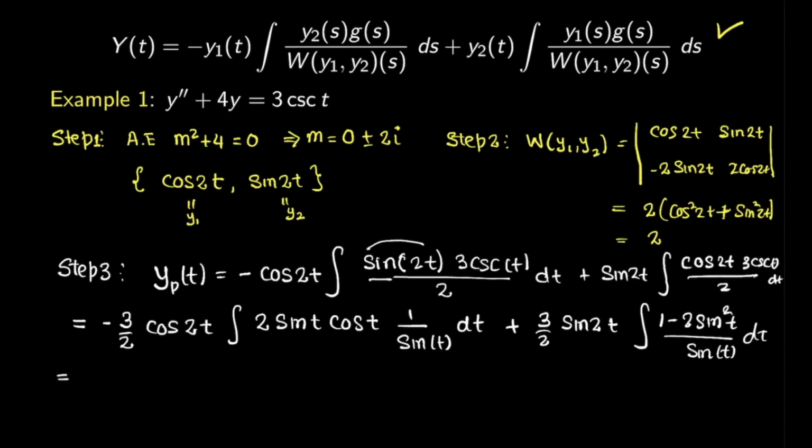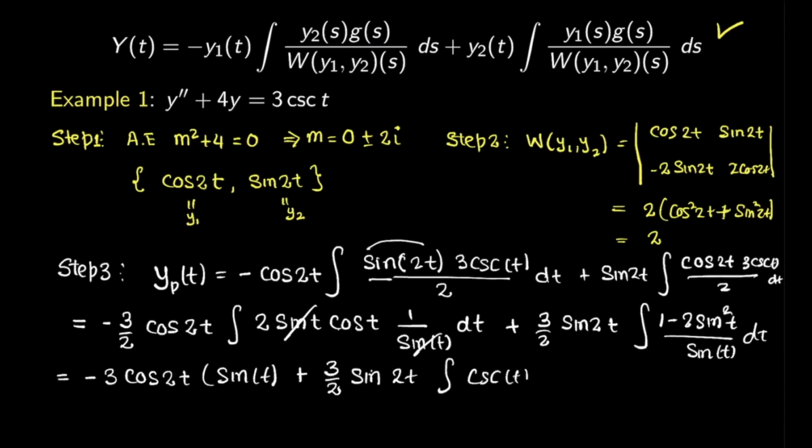If I pull out that 2 also, this will be cancelled. This is minus 3 cosine of 2t, and this cancels out. The integration of cosine t is sine t, and here I have to work a little bit more. 3/2 sine of 2t, the integration of 1 over sine is cosecant of t, minus, if I divide sine squared by sine, it is just sine of t, dt. I also know how to integrate cosecant of t, and I have the formula for calculating what 2 sine of t is.